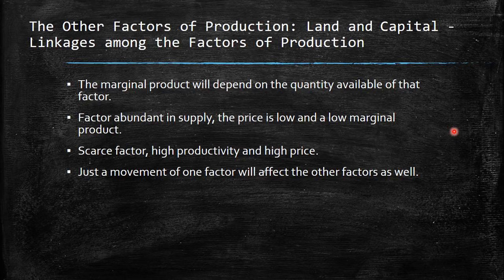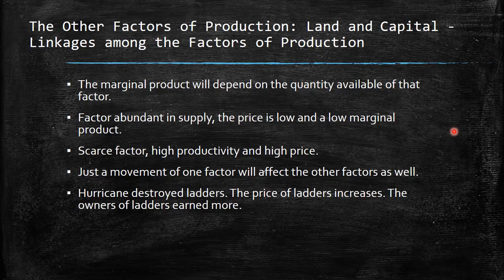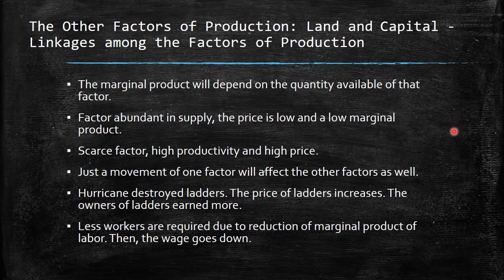Because there is an interrelation between all these factors, a movement of one factor will affect the other factors as well. So for example, imagine a hurricane that destroyed ladders. What happens to ladders? They go from being an abundant factor to a scarce factor. So the price of ladders will naturally increase, and the owners of ladders who still have them, because they weren't affected by the hurricane, can earn more. And then fewer workers are required, because of the reduction of the marginal product of labor, so the wage goes down.